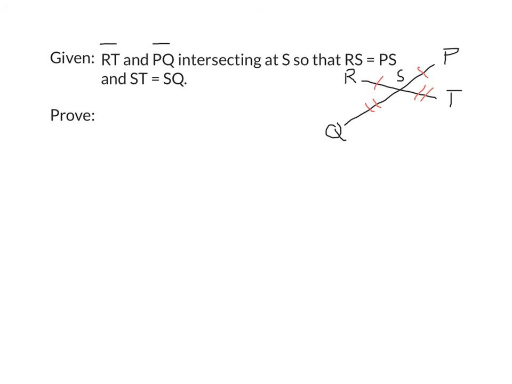So let's look at a specific example. Let's look at this given statement. Line segment RT and line segment PQ intersecting at S so that RS is equal to PS and ST is equal to SQ. Notice, we have a diagram as well. This is another thing that is required when we're doing a two-column proof. You have a given statement, and then you have a diagram showing what the given statement says. And finally, what are we asked to prove? In this case, we're asked to prove that RT is equal to PQ.